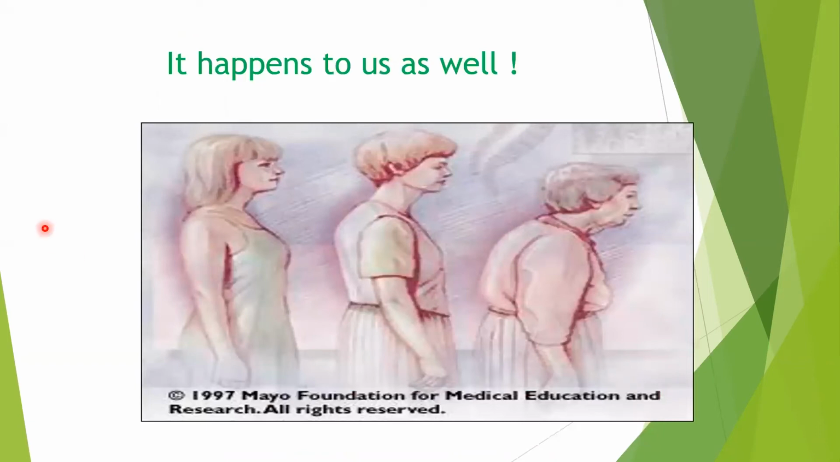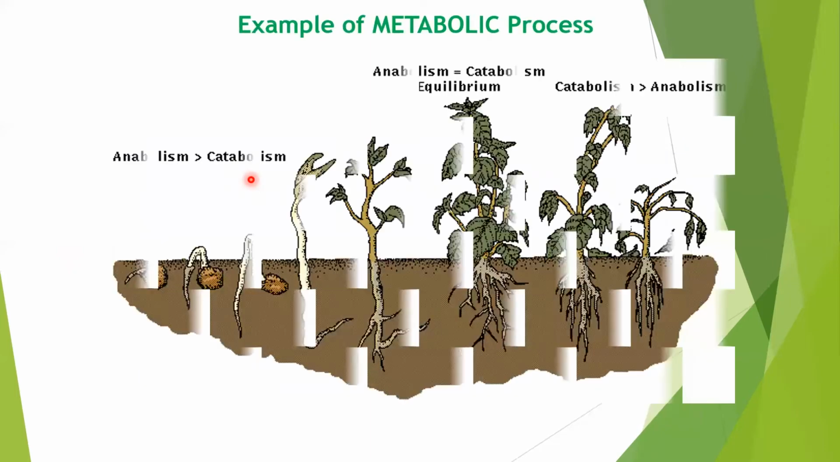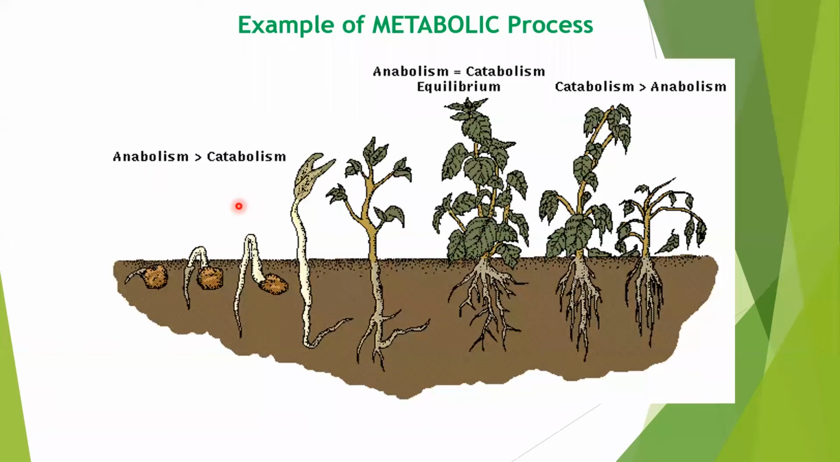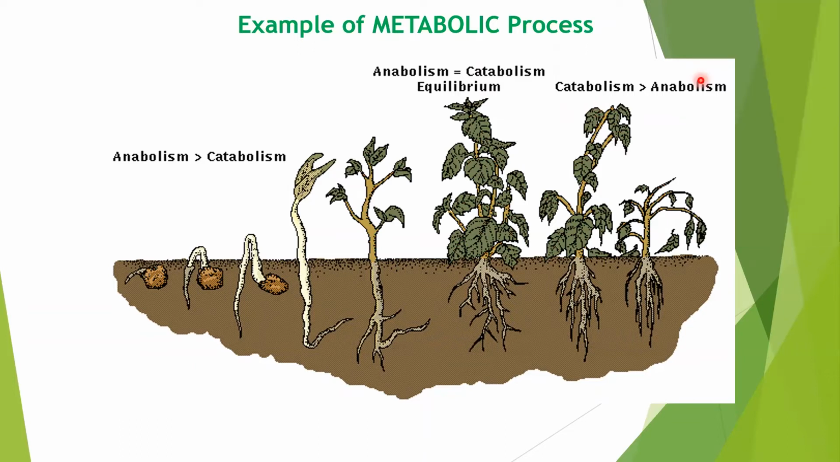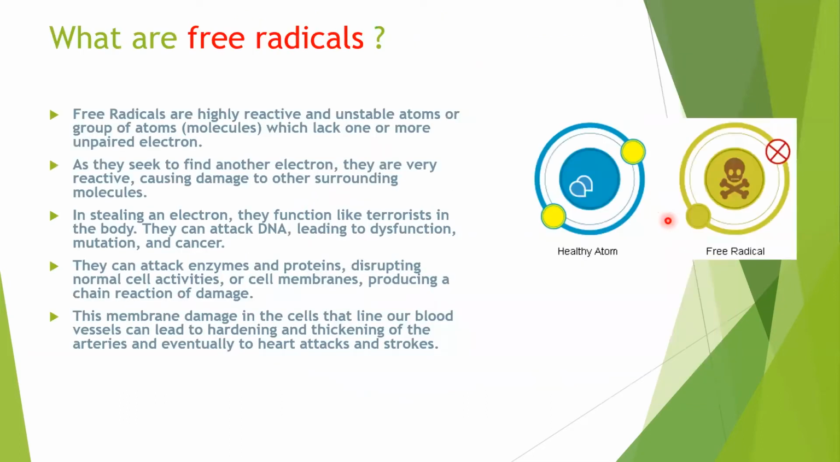So here's the picture which I wanted to share with you, right? So if you see how aging happens, this is an example of the metabolic process which I talked to you about, anabolism and catabolism. Like when the seed grows into a bigger plant, at that time anabolism is greater than catabolism. And when the plant starts decaying, at that time catabolism is more than the anabolism. Okay. And the same thing, as we saw in the earlier picture, happens with human bodies also.